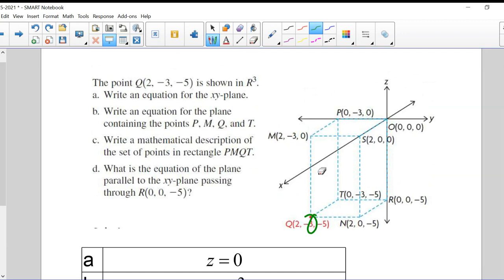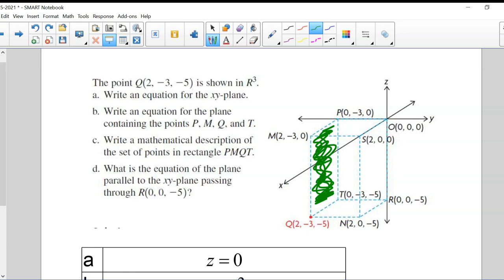I'm going to erase this, and erase this, and erase that. Okay, watch this one carefully. Write a mathematical description of the set of points in the rectangle. So the same PQMT, but now we're saying I don't want the whole plane. I want to restrict it to the points that are sitting on the rectangle. So in other words, I want a way to describe only that plane that would be restricted to that rectangle, the set of points that are on that rectangle.